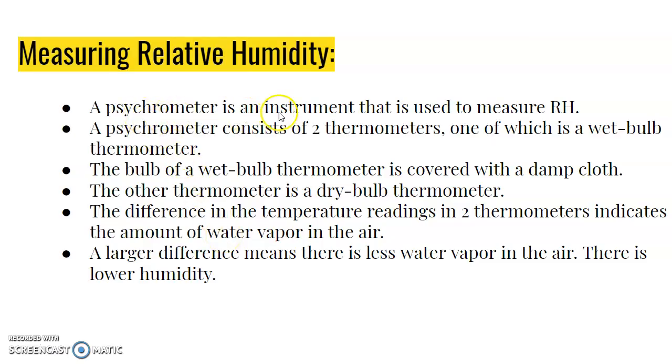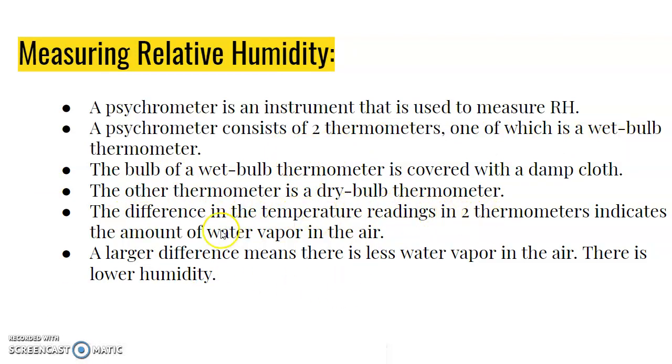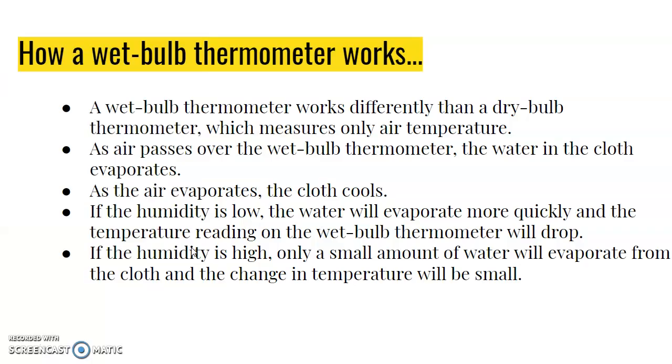Now, a psychrometer is an instrument that is used to measure RH. It consists of two thermometers. One is a wet bulb, the one with the damp cloth like I showed you guys, and the other is a dry bulb. And like I said, the difference in the two temperature readings indicates the amount of water vapor in the air. If there's a larger difference, that means there's less water vapor in the air, which means lower humidity. If there's a smaller difference, it means there's more water vapor in the air and there is higher humidity.